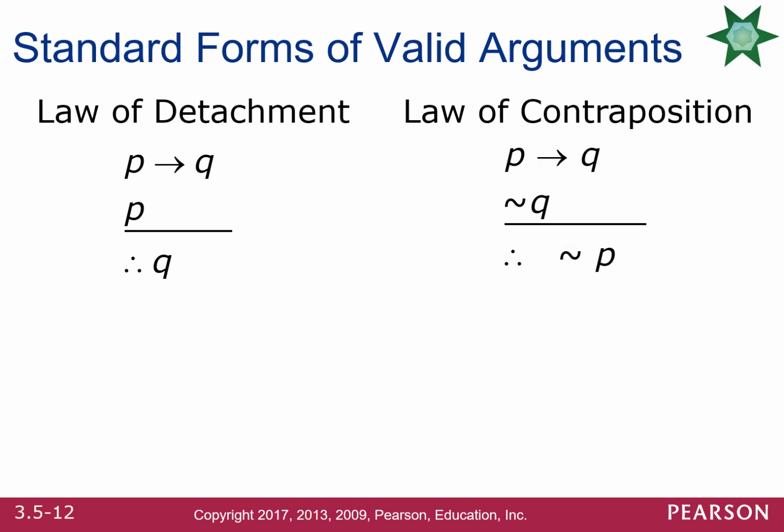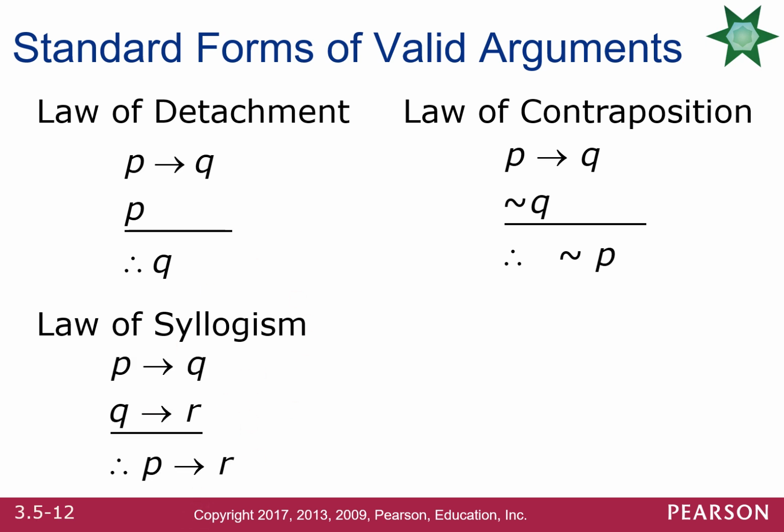Let's pull up the third one here, which is the law of syllogism. In the law of syllogism, the first premise is if P then Q, and the second premise is if Q then R. As you realize here, we have 3 statements, not 2. If P then Q, followed by the second premise if Q then R, then the conclusion is if P then R.